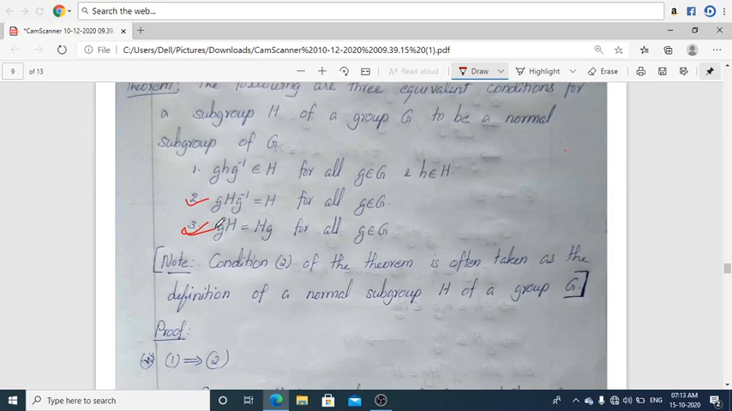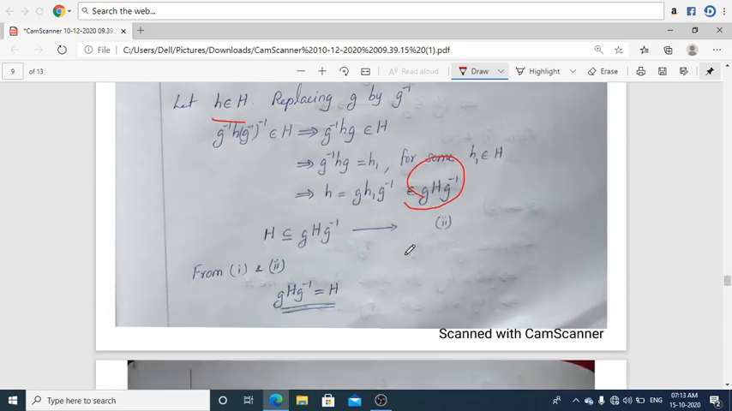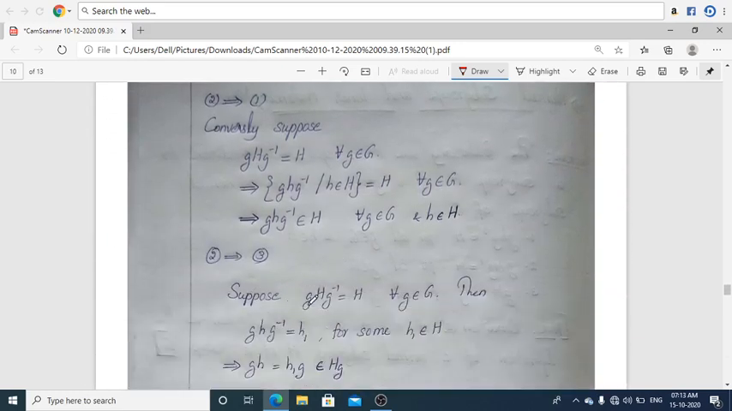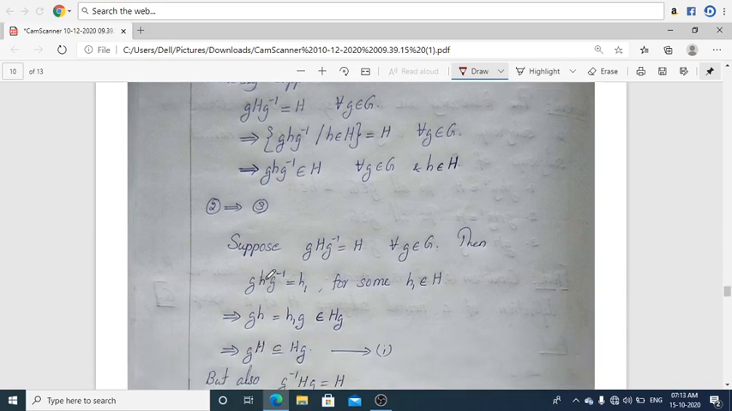What was our condition 2? gHg inverse equal to H for all g element of G. We want to prove that gH is equal to Hg for all g element of G. So gHg inverse is equal to H for all g element of G. Then ghg inverse is equal to h1 for some h1. So whichever element we take here is an element of H. So ghg inverse, that is equal to h1 for some h1 element of H.